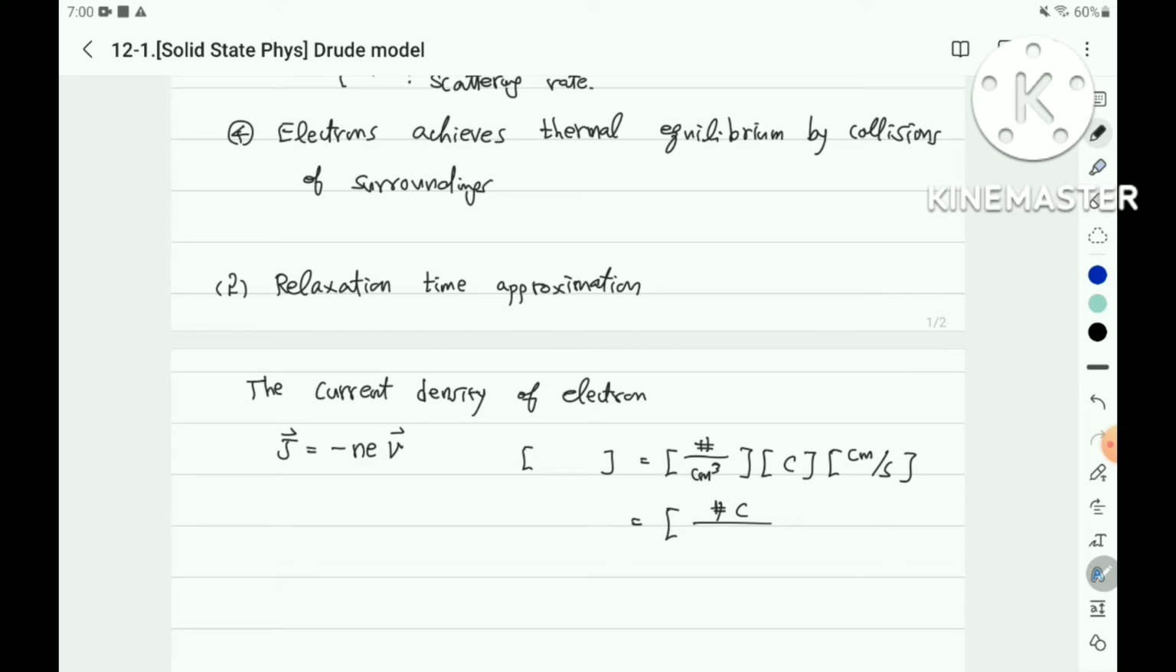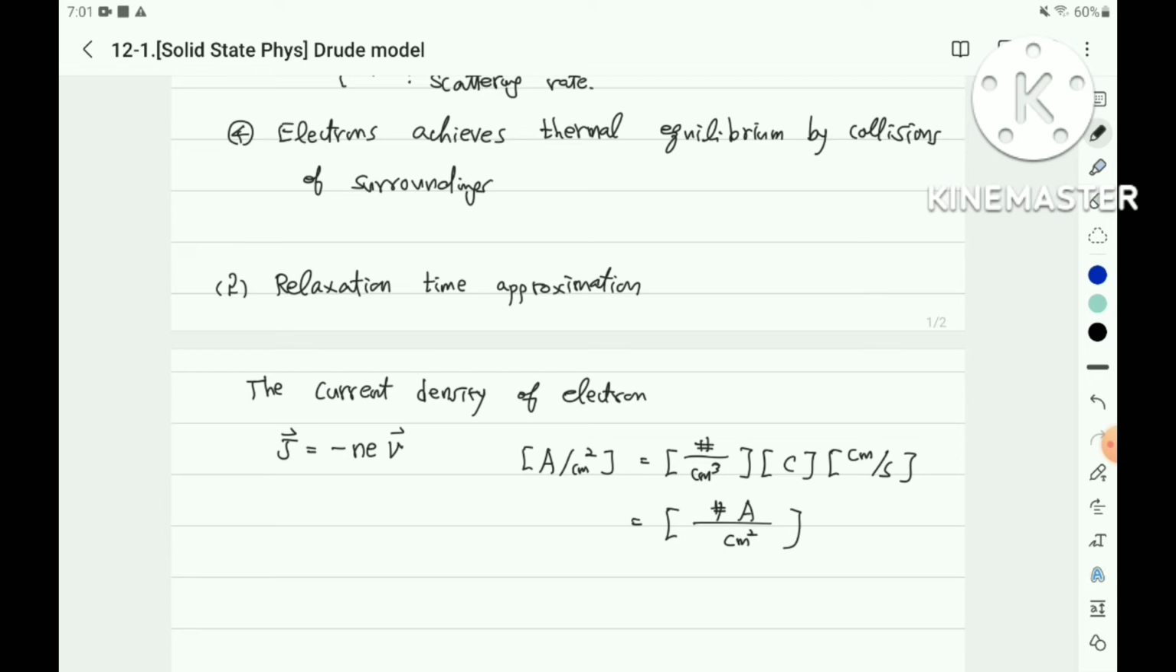and per second square. Coulomb here, no, I'm sorry. Coulomb per second is ampere. Therefore, the dimension of the current density is the ampere per square centimeter. Square centimeter means the cross-sectional area.